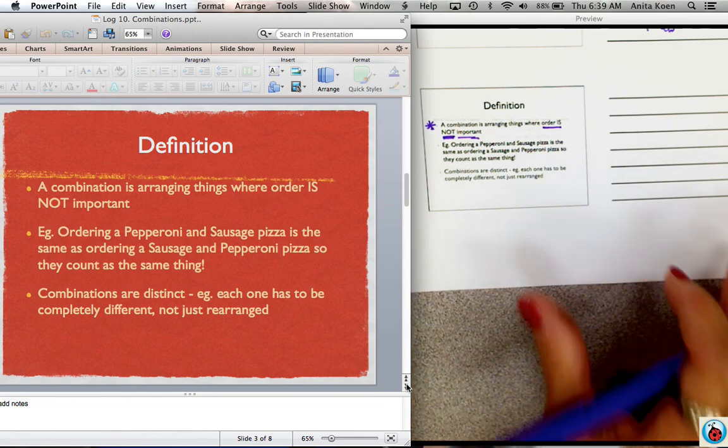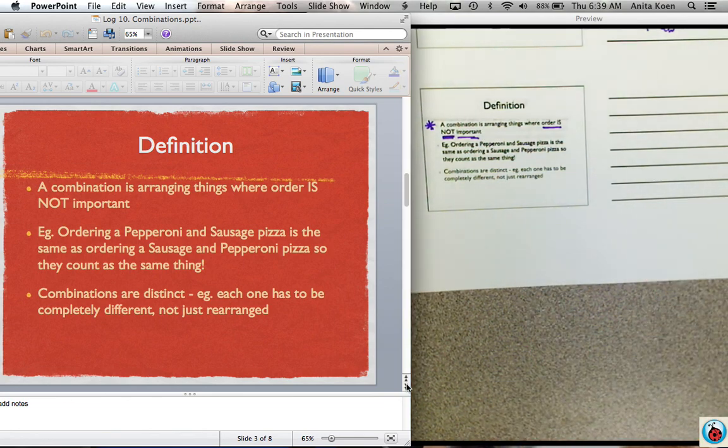Yesterday and the day before we were working with permutations where order is important. And yesterday in class we talked about the pepperoni pizza and the pepperoni and sausage pizza. If I put the pepperoni on first and the sausage on second, it's the same as if I were to take the sausage and put it on first and the pepperoni on second. It's the same pizza no matter which order I put the toppings on. So they count as the same thing. You don't count it twice.